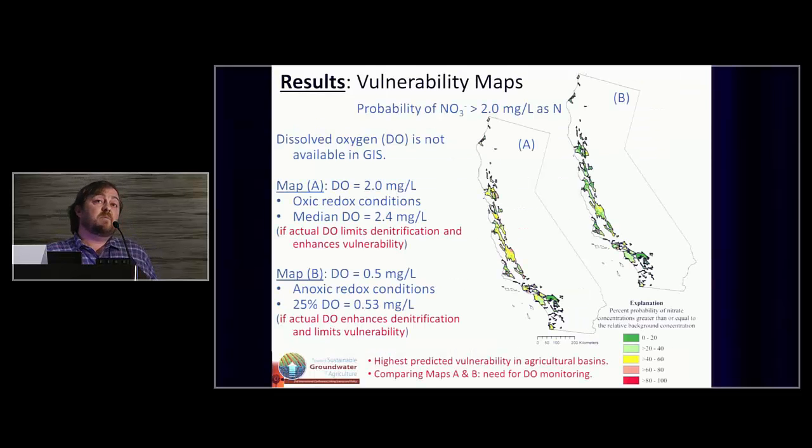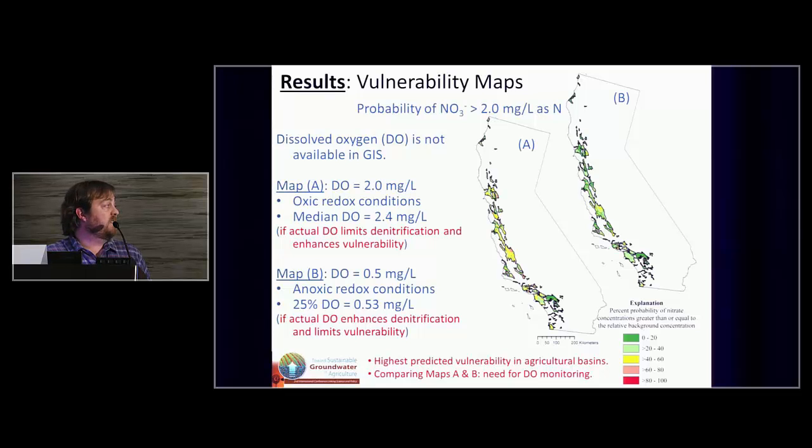So the vulnerability maps: we took those statistical models, and we used map algebra and GIS to make spatial predictions of our models. And again, most of the variables are GIS based, so it's easy to make these types of maps. But the problem is DO is not spatially continuous, so we make some decisions here to make maps like this. I've got two maps.